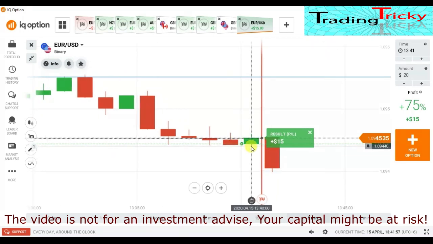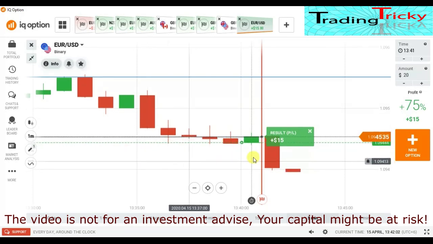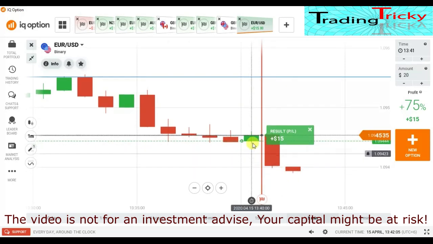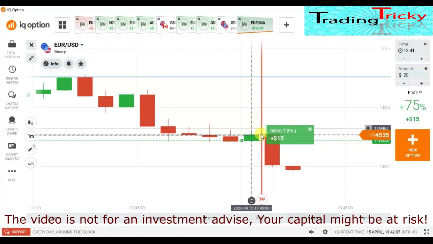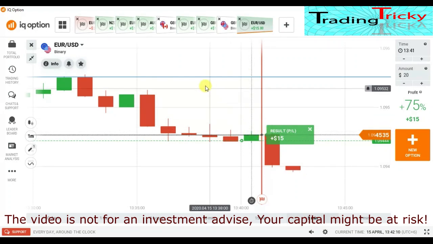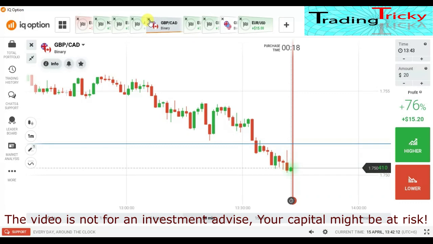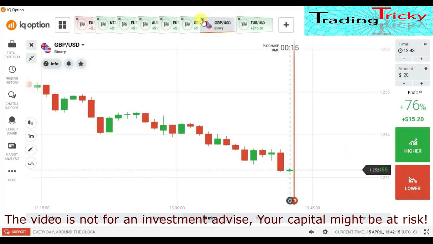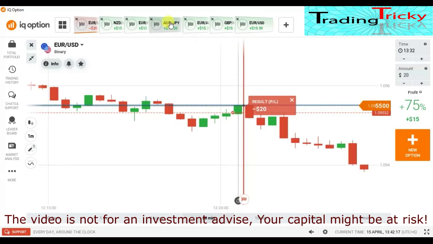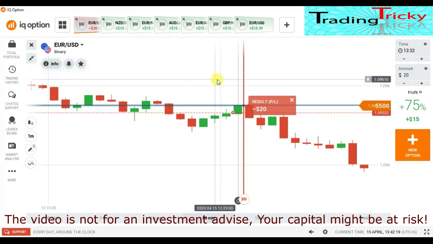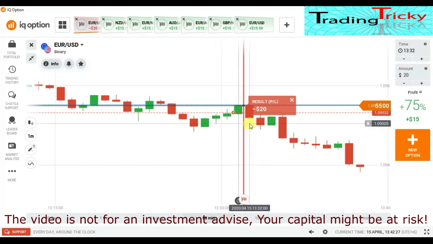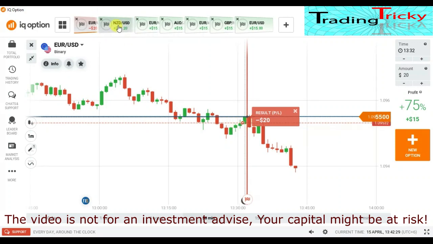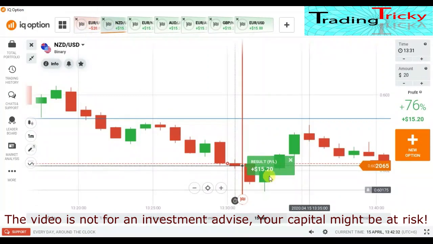And that's why I placed a buyer option here, because another thing is that the candle's closing point is in the buyers' area. So I placed a higher option, and I won this trade. In total I placed 7 trades, and out of 7 I won 6 trades. So this was my first trade.